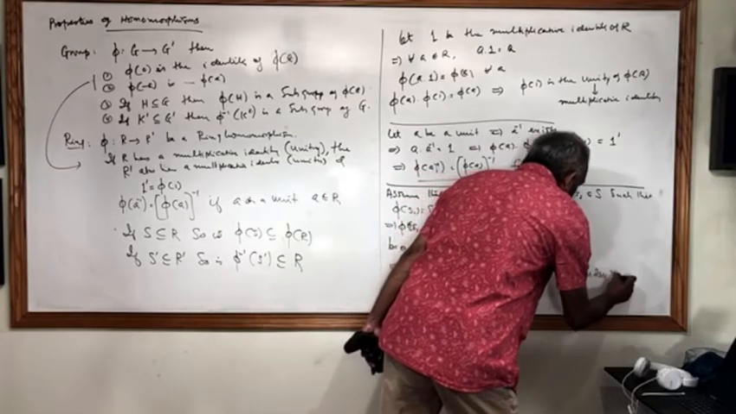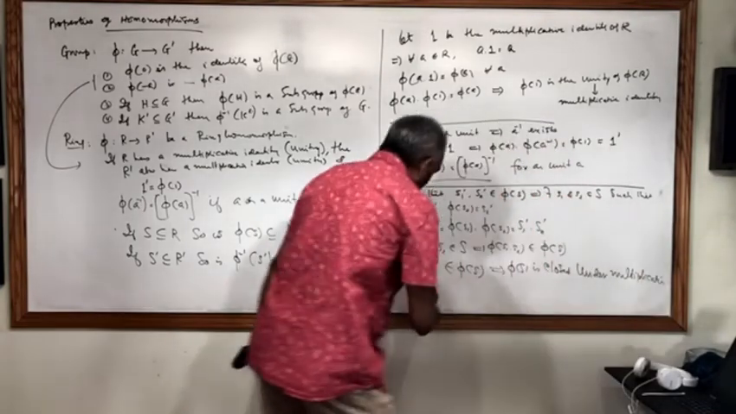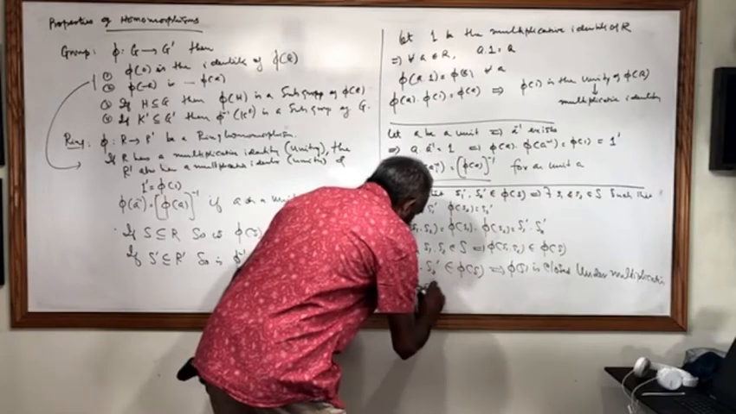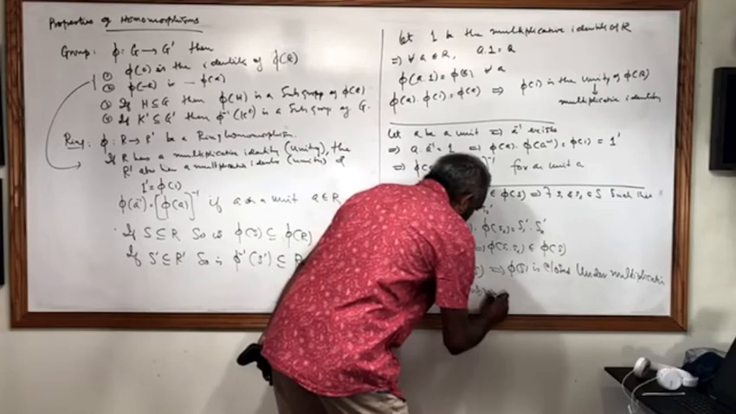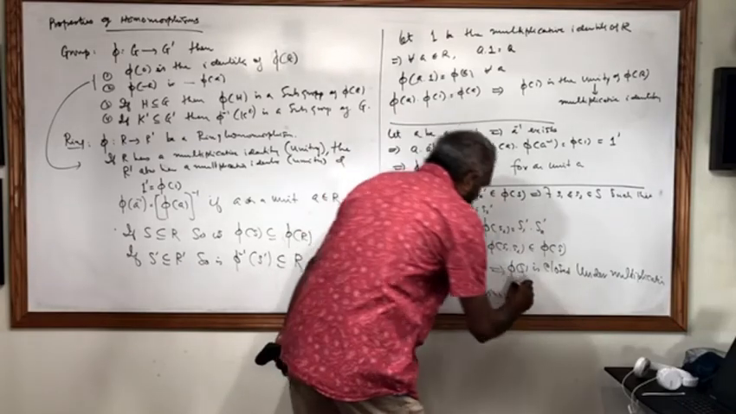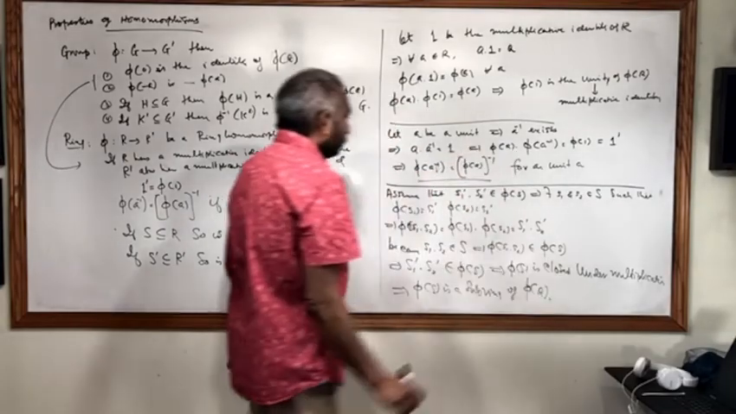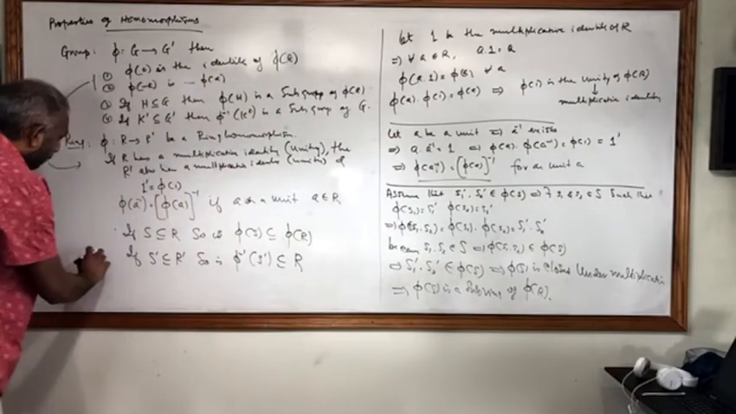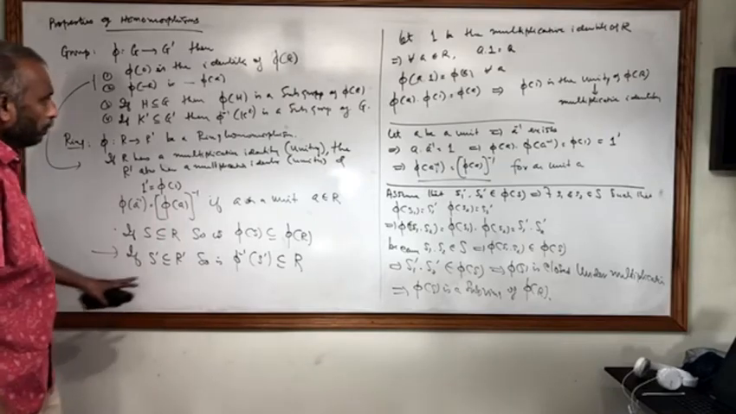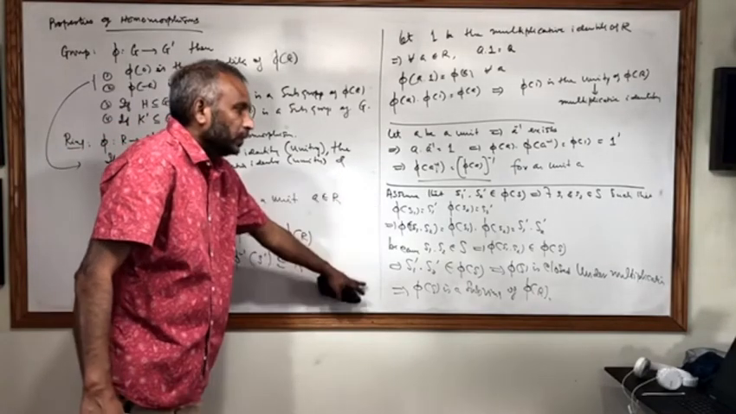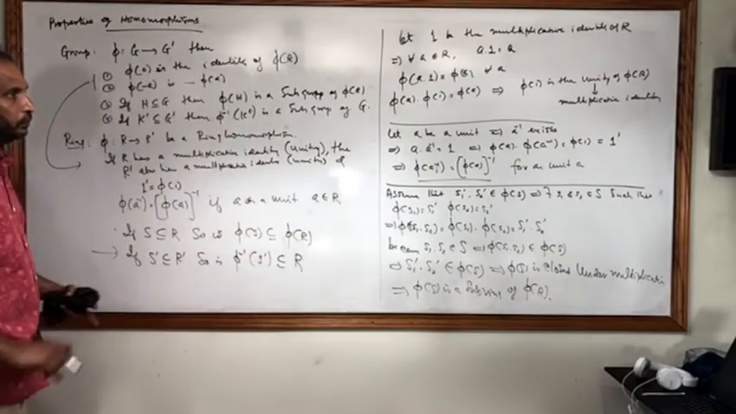and that implies phi of S is closed under multiplication, and that implies phi of S is a subring of phi of R. The last part I am going to leave to you as an exercise. The proof goes very similar to this, so I am not going to do it here.